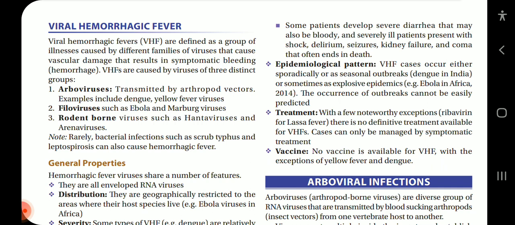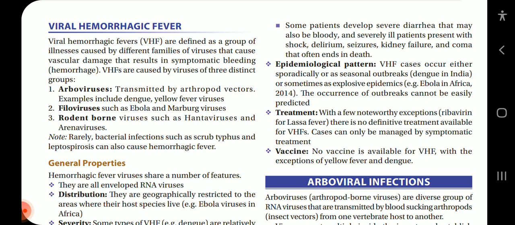Viral hemorrhagic fever. Viral hemorrhagic fevers are defined as a group of illnesses caused by different families of viruses that cause vascular damage that results in symptomatic bleeding, hemorrhage. VHFs are caused by viruses of three distinct groups: arboviruses transmitted by arthropod vectors, examples include dengue, yellow fever virus; filoviruses such as Ebola and Marburg virus; and rodent-borne viruses such as hantavirus and arenavirus. Note: rarely, bacterial infections such as scrub typhus and leptospirosis can also cause hemorrhagic fever.